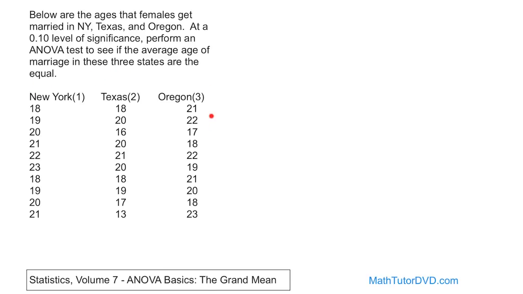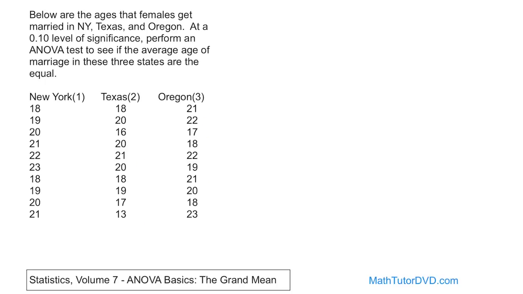What we're going to do is end up solving this problem by hand. I know in the previous section we talked about school districts and testing. That was great to keep in your brain just because everybody has some experience with grades. But this is a real problem. So below are the ages that females get married in New York, Texas, and Oregon. So you see we have New York here, Texas, and Oregon, and we have some numbers written down here. So these are the ages that girls get married. So in New York, we have one person that got married at 18 years old, and one at 19 years old, and so on. So there's 10 people that we sampled in New York, 10 people we sampled in Texas, and 10 people that we sampled in Oregon.